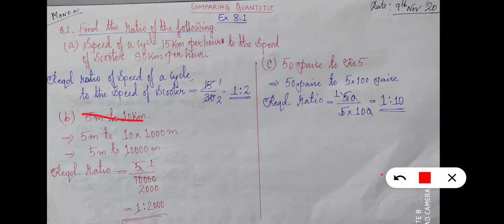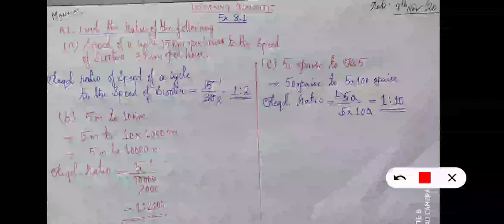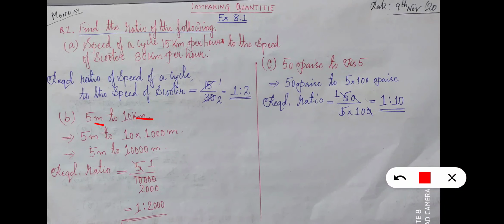Part B, 5 meter to 10 kilometer. What I told you, first of all you'll check the unit. This is in meter, this is in kilometer. The units are not the same, my dears. So you cannot directly find the ratio. Here you need to convert the units. Both the units should be the same. First convert it into the same unit, then you'll find the ratio.